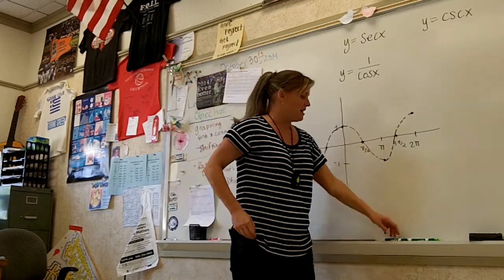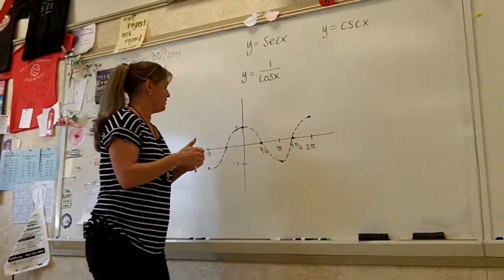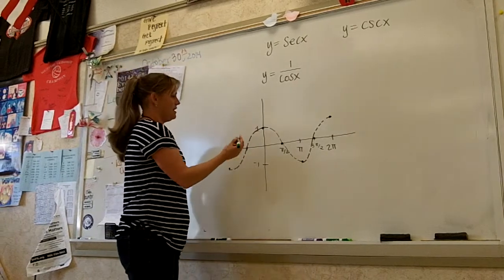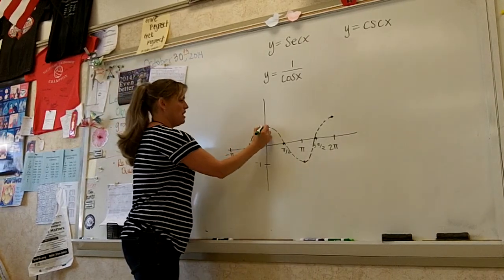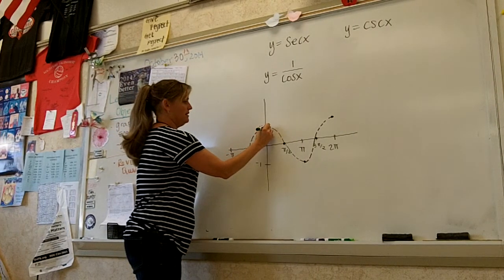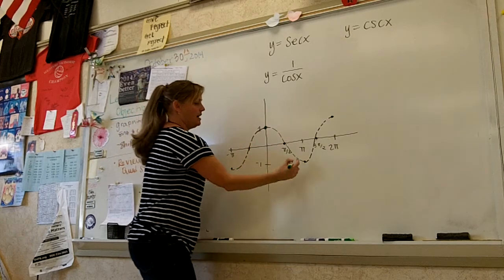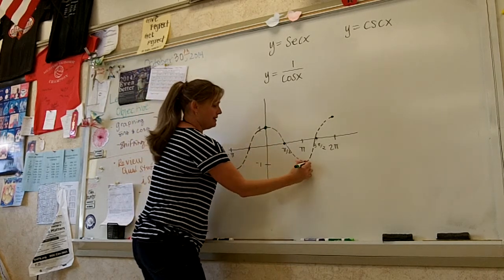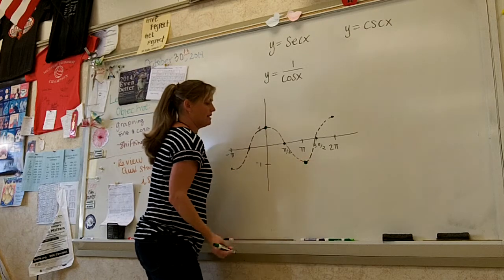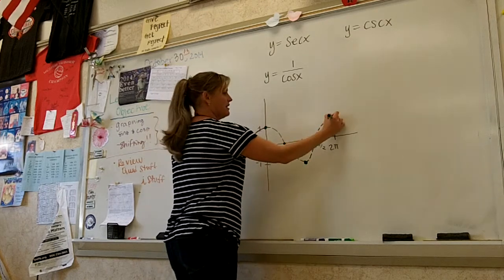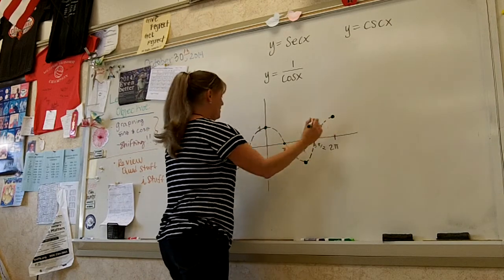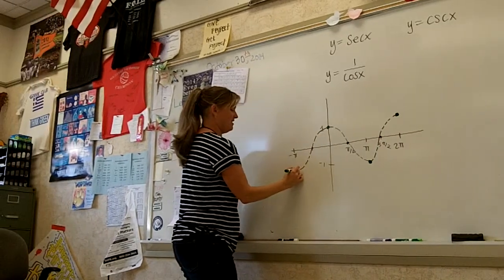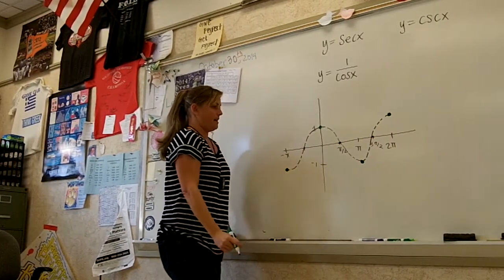Okay, let's start there. Now in a different color pen, I'll go through and graph the secant. The reciprocal of 1 is just 1, so that's actually in the same spot. The reciprocal of negative 1 is negative 1, so secant goes through that here. So these positive ones and negative ones don't change.